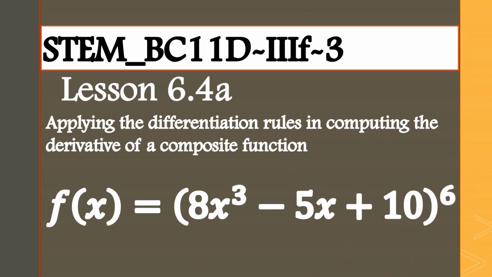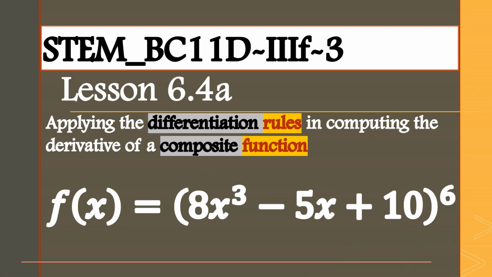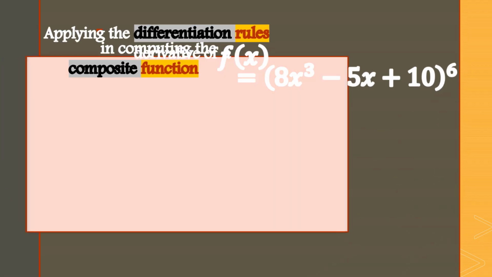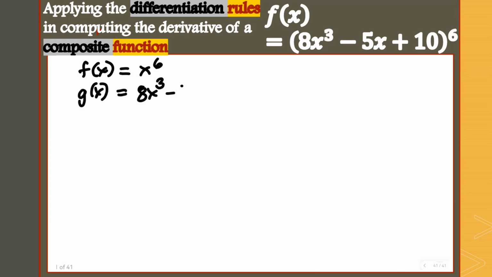Let's apply the differentiation rule, also known as the chain rule, in computing the derivative of this given composite function. The given function here can be written as a composite function. Let's say our f of x is x to the power of 6, and our g of x is 8x cubed minus 5x plus 10.